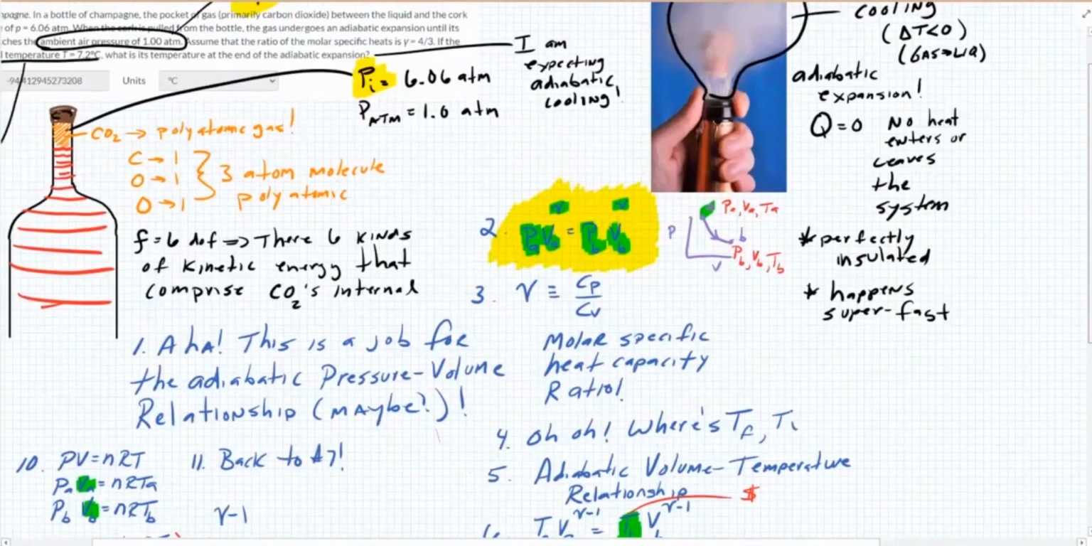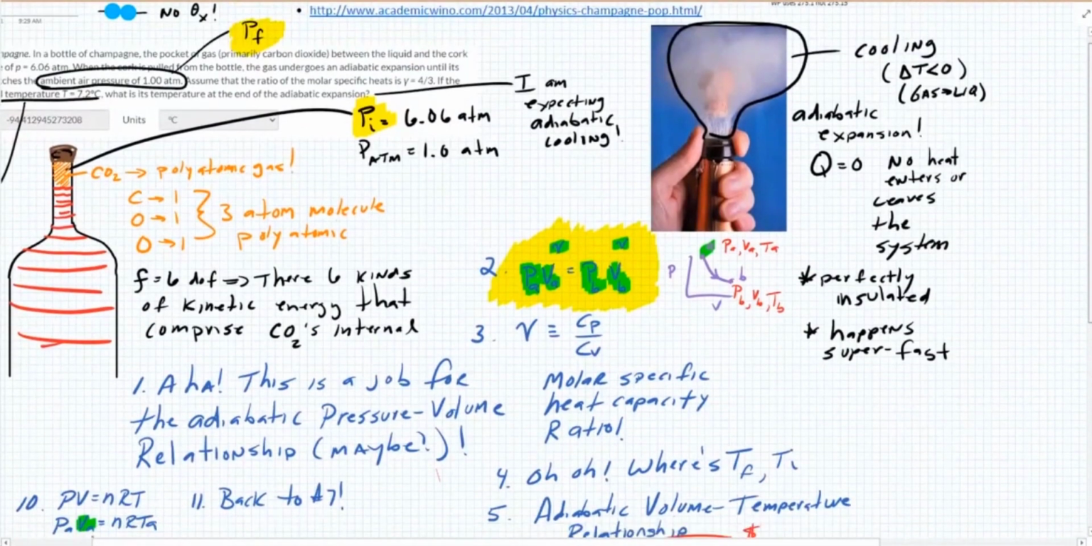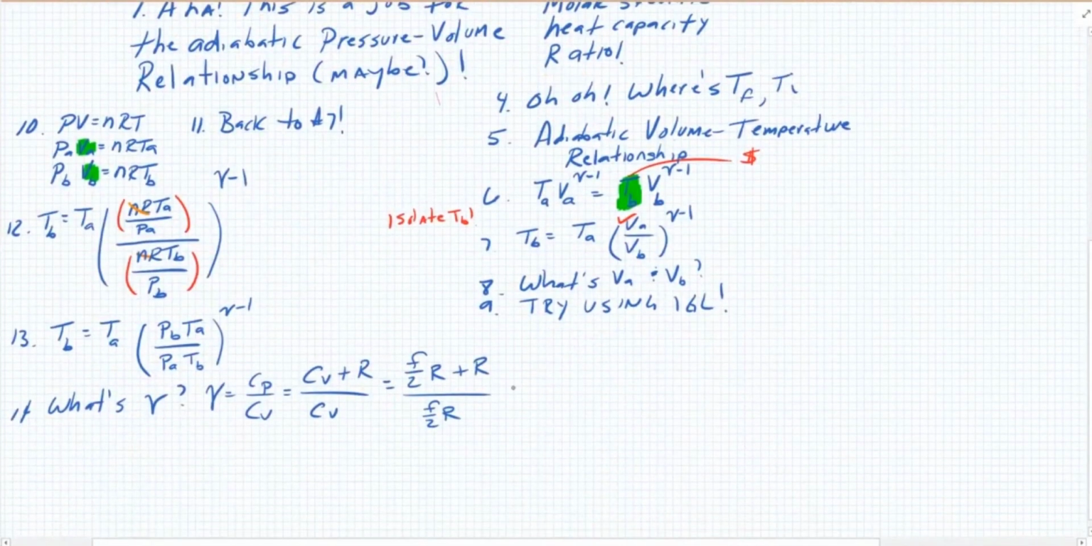Polyatomic. So I went on that long rant that I think I erased. Yeah, I erased all of that background story on how F equals 6. So this is going to be 6 over 2 because there are 6 degrees of freedom: 3 translational kinetic energy degrees of freedom plus 3 rotational degrees of freedom because it's polyatomic. So what is 6 over 2R plus R all over 6 over 2R? I'm just showing every step in its nauseating detail. This equals 4/3 R. So that is the value of gamma.